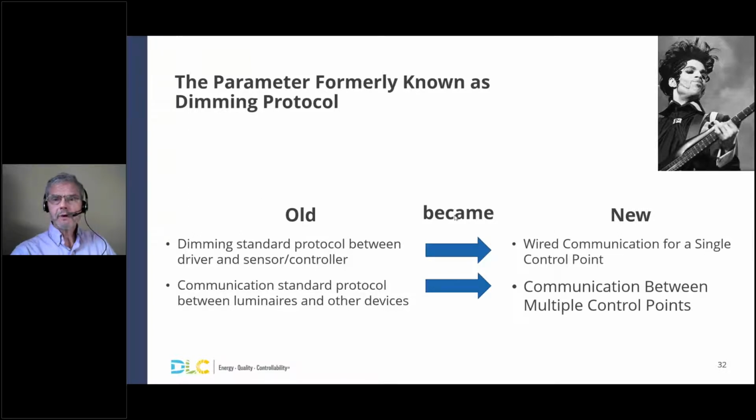As you can see, what was before known as dimming standard protocol between driver and sensor controller will now be called wired communication for a single control point. And what was before called communication standard protocol between luminaires and other devices is now called communication between multiple control points. I'll show a few diagrams to clarify.